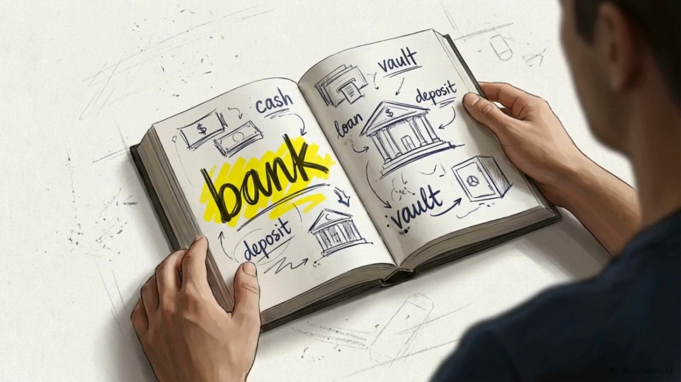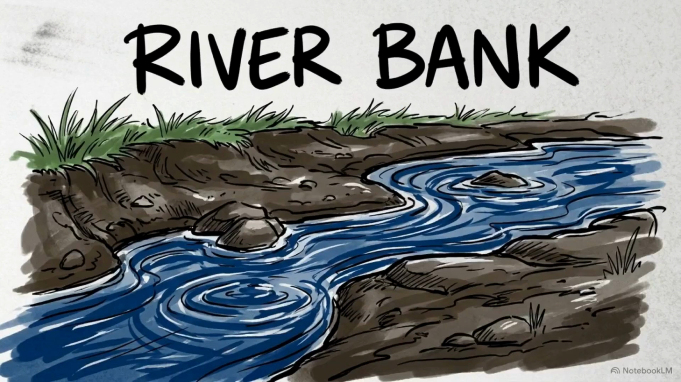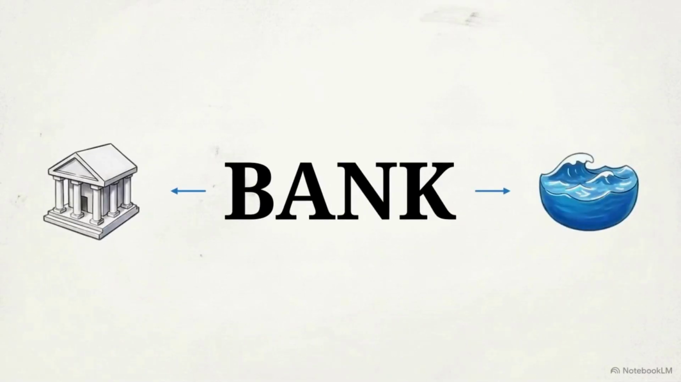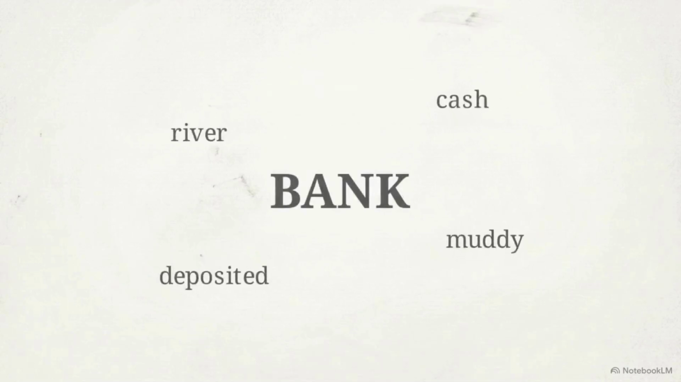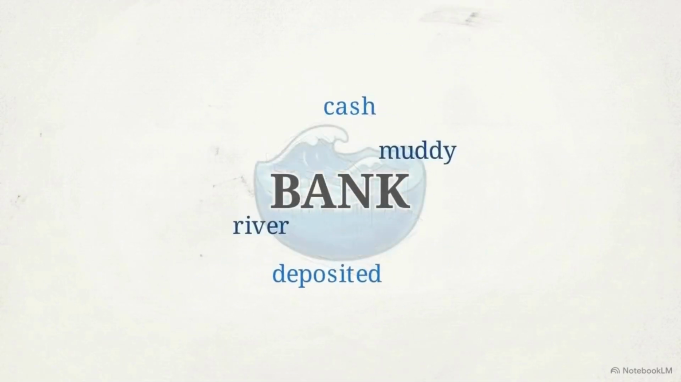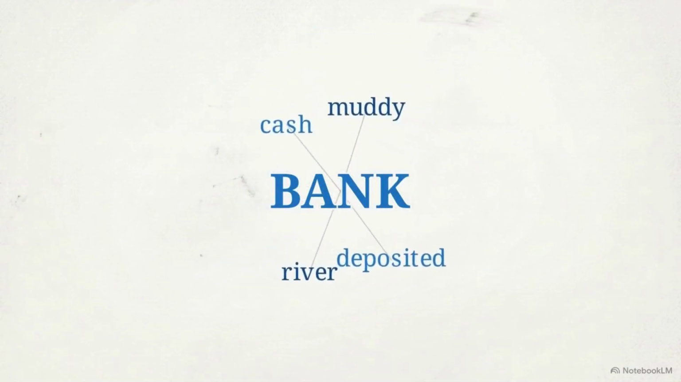Imagine you're reading a story and you come across the sentence, "I deposited cash in the bank." Now compare that to, "The children played near the muddy riverbank." Same exact spelling, but a completely different meaning. As humans, we don't even pause to figure this out. Our brains automatically use the surrounding words to know which version of bank we're dealing with.